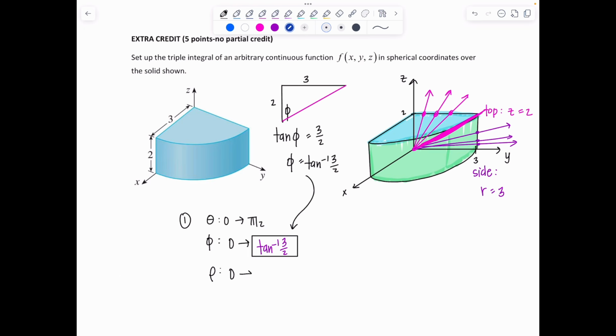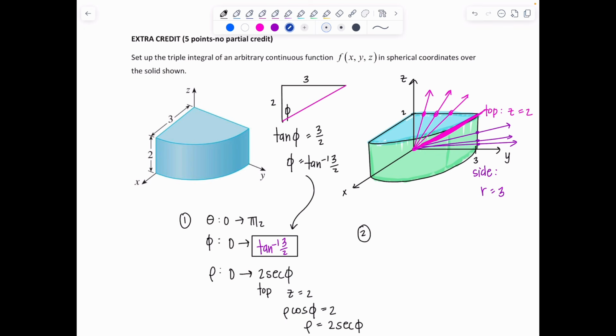Now, what about rho? Rho goes from 0 up until the top, which is z equals 2, but we're in spherical. So z is rho cosine phi equals 2, which means rho is 2 over cosine phi, or 2 secant phi. Good? 2 secant phi. Perfect.